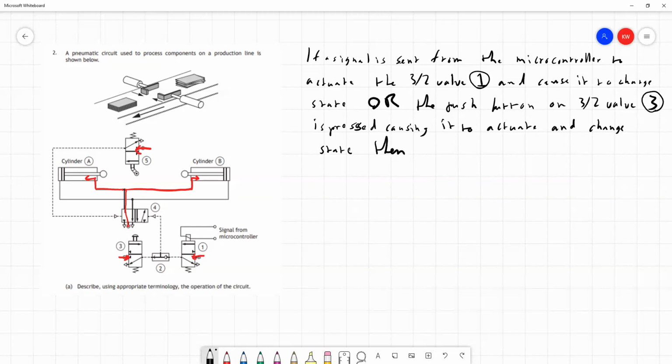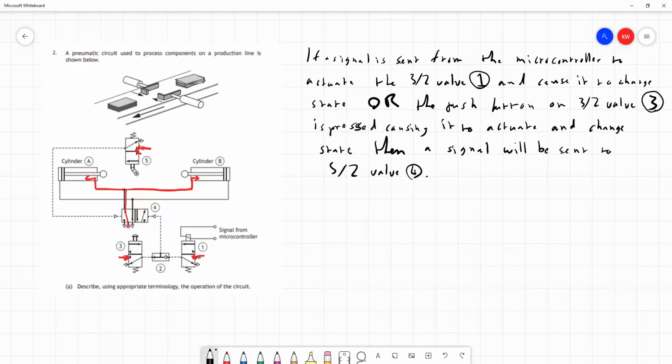Then a signal will be sent to 5/2 valve number 4. This is what our starting point is.